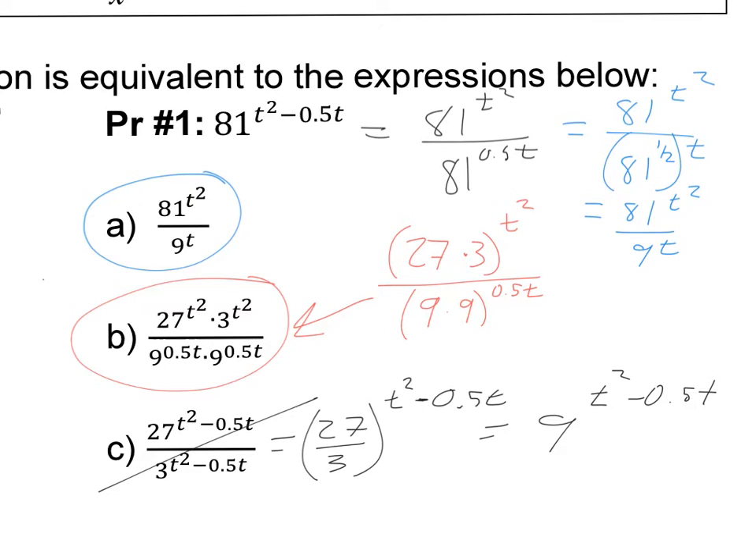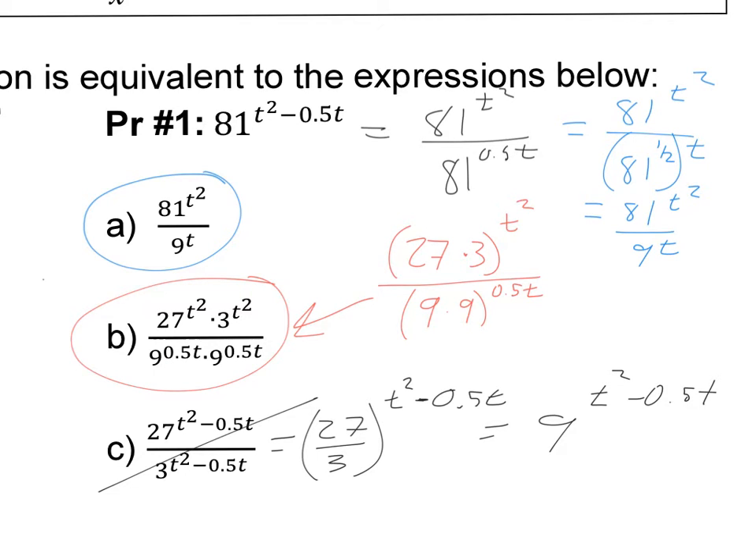Okay, on part B here, I was trying to see how I can mess with this, and I noticed that I have a t squared on top and a 0.5t on bottom here. Well, 81 could be written as 27 times 3. That's equal to 81. And then if I wrote it as 27 times 3, since they both have the same exponent, I could split it and write it like this. So that part's true. And on the bottom, 81 can also be written as 9 times 9. Since they have the same exponent, I can split them up and write it like this. And so this part is true as well, so I know this one is true.